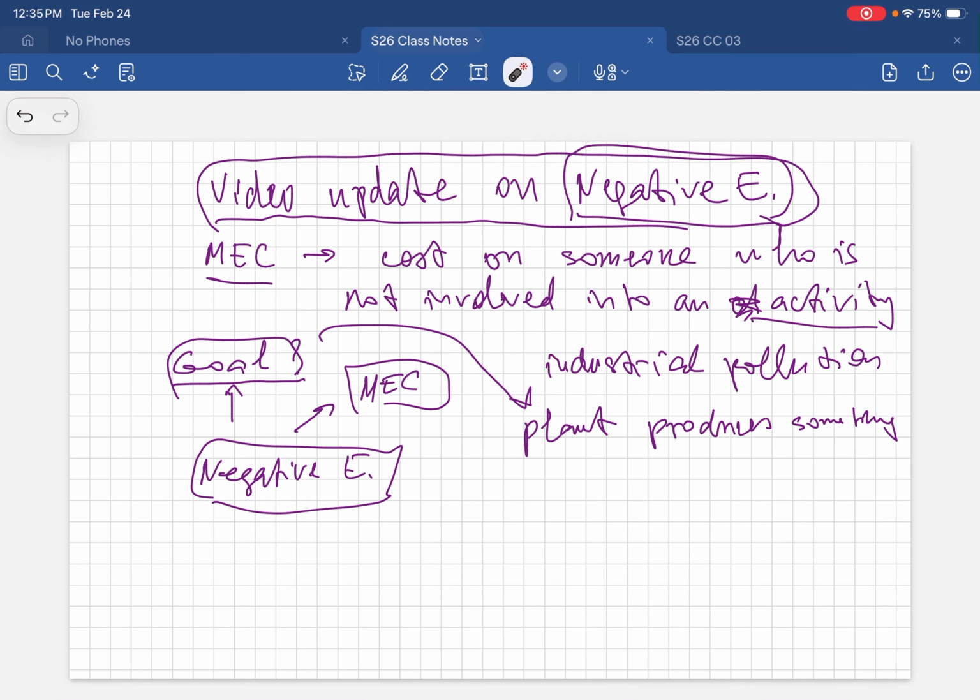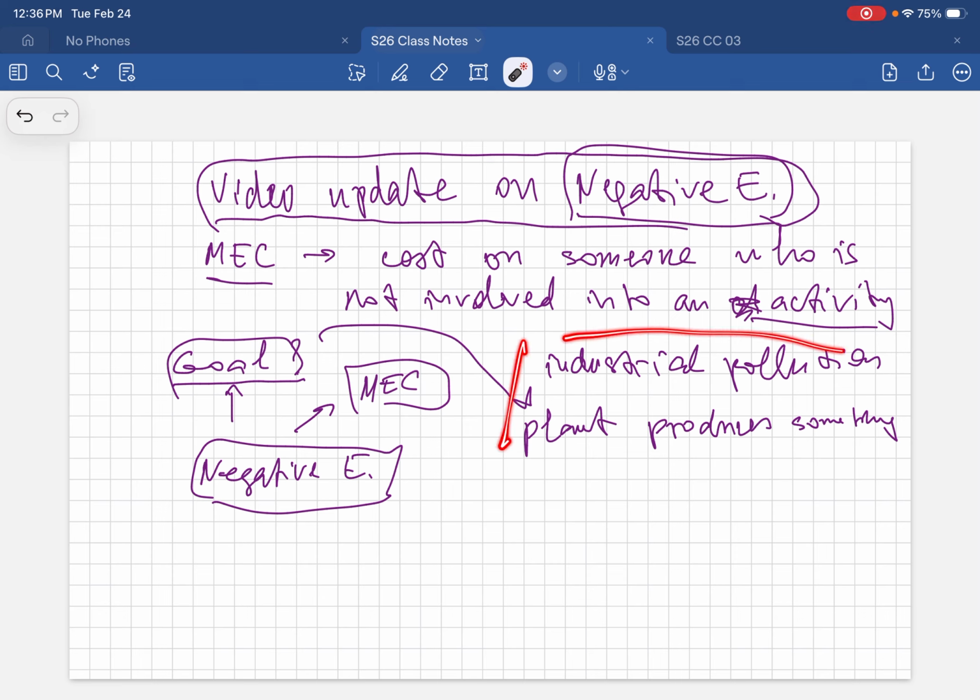So negative externality. It's a situation when there is an external cost generated by a particular activity. And external cost is cost on someone who is not involved in this activity. So when thinking about an example of negative externality, you should always separate the marginal private cost and benefit by whoever is doing something, and then the marginal external cost that affects someone else.